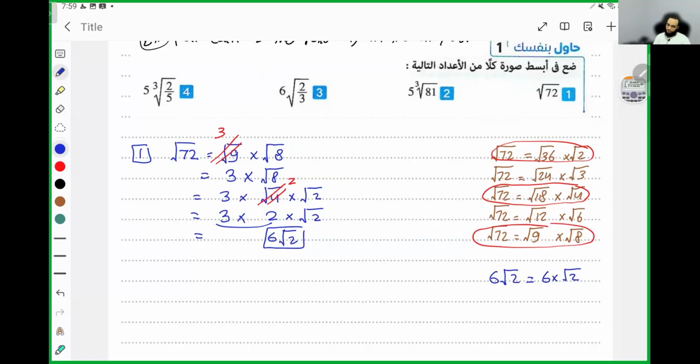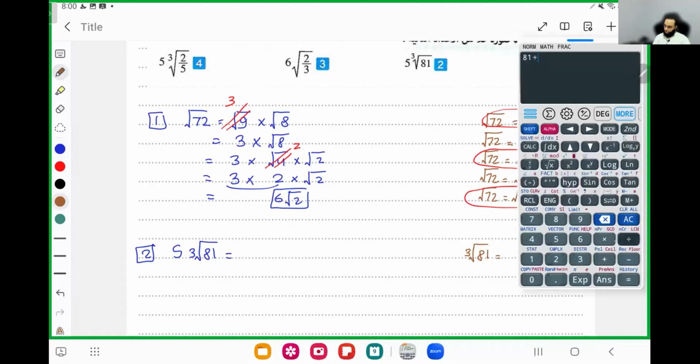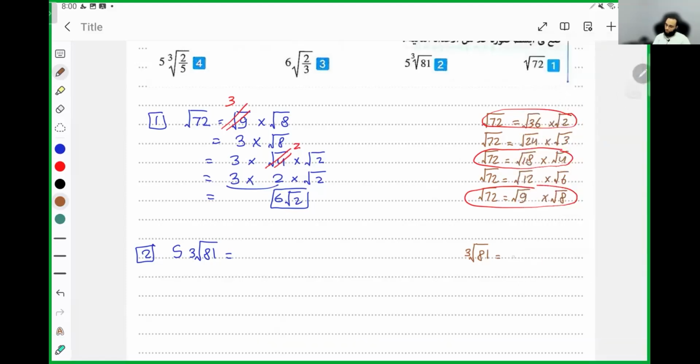Okay. Abdul Malik, solve the next: 5 cubic root 81. Okay? So let's do it like that. Let's decompose it right here. 81 divided by 2, does it work? No. I'm not starting from 1 because 81 times 1 doesn't change anything. Then start from 2. 81 divided by 2 doesn't work. Divided by 3, yes. 3 times 27. So it's 27 and 3. Cubic root and cubic root. Correct? Okay.